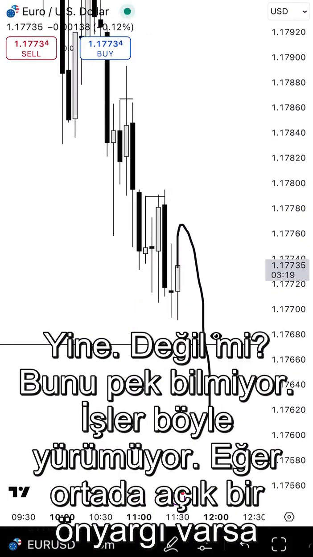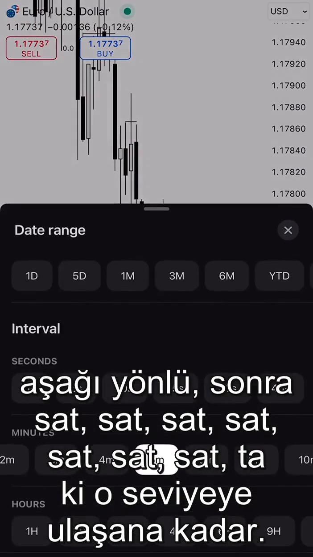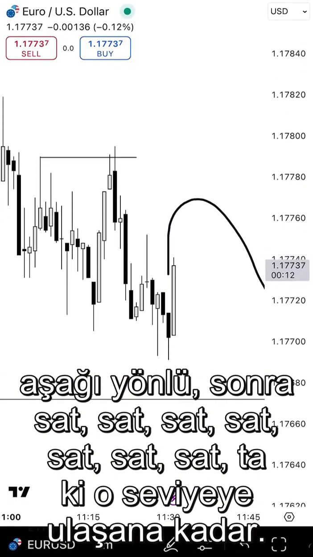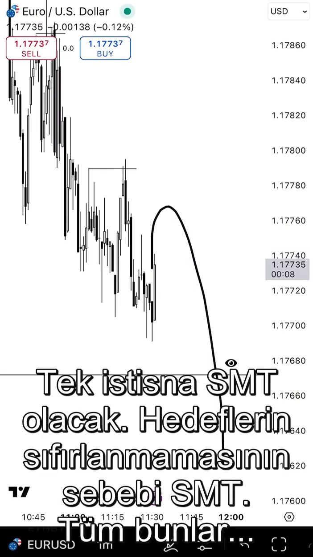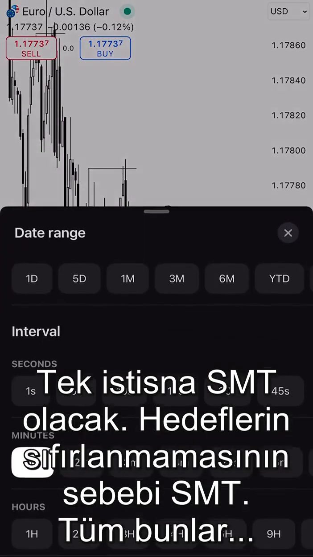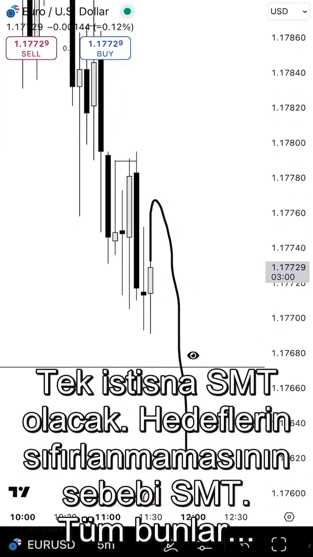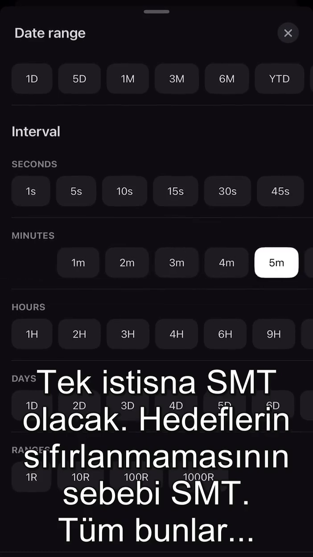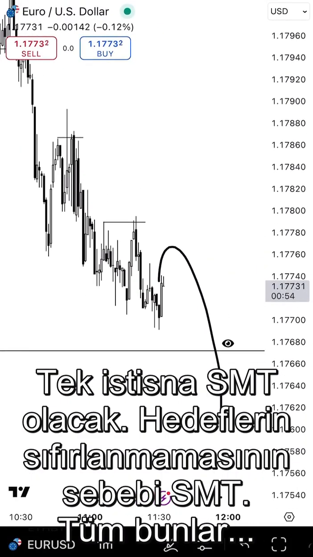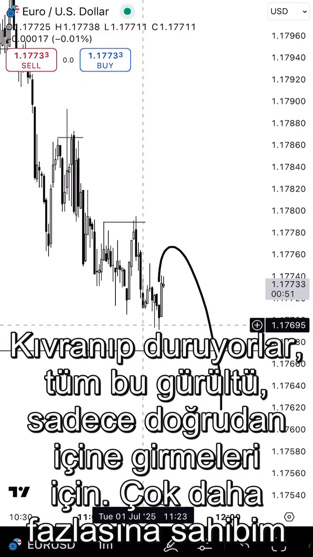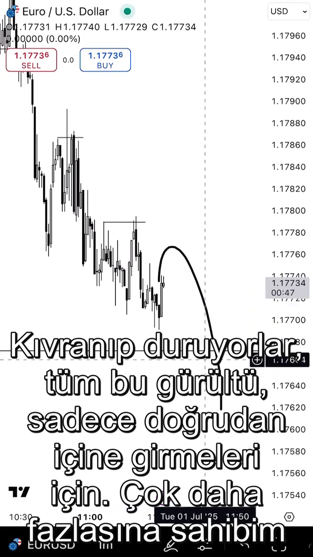If there's a clear bias to the downside, then sell and sell and sell until it's reached. The only exception is going to be SMT. Right? The reason why targets don't get met is SMT. All this wiggling around, all of this noise, just for them to dump straight into it.